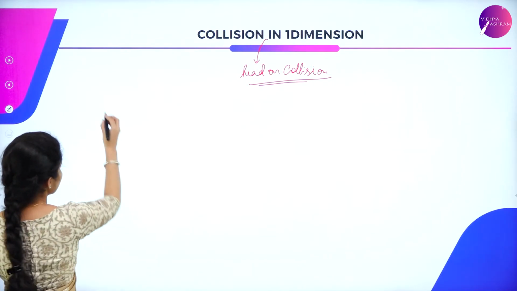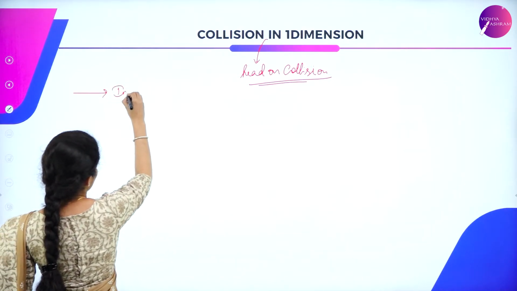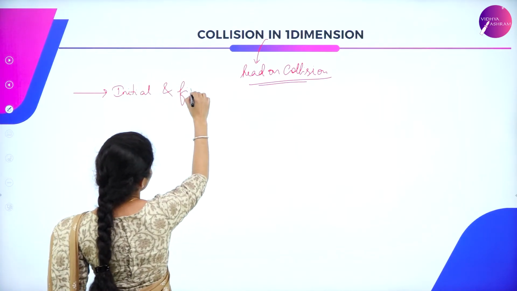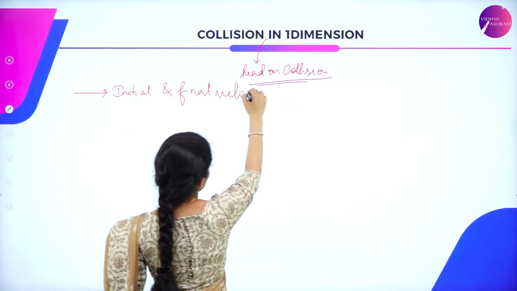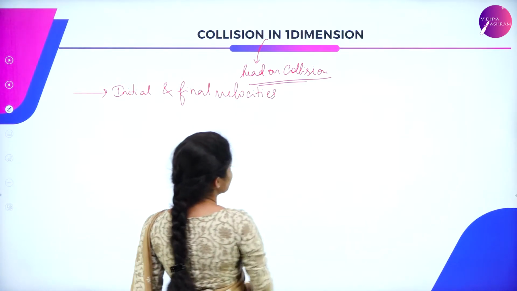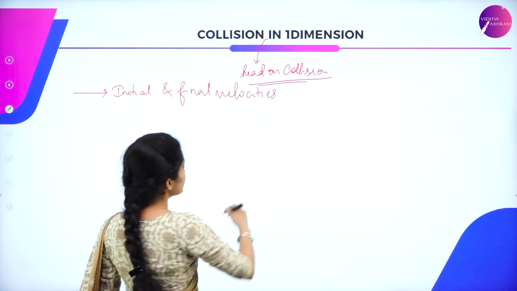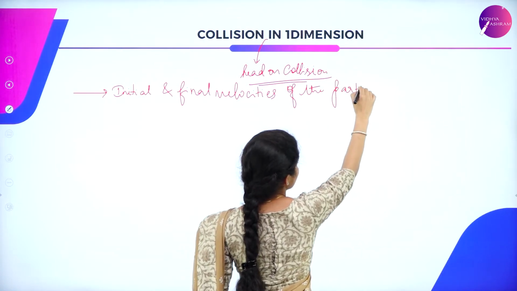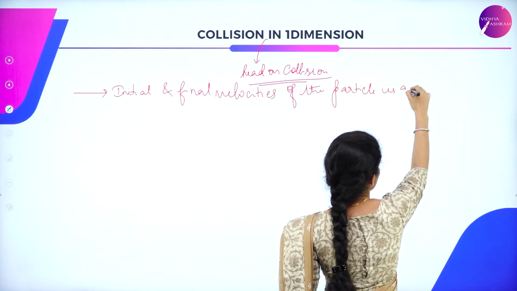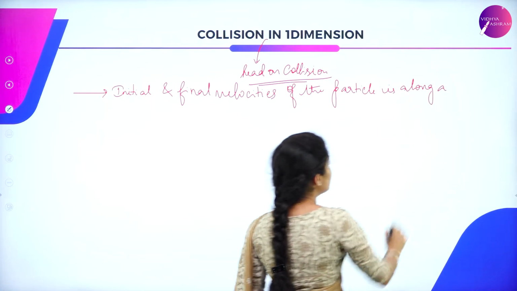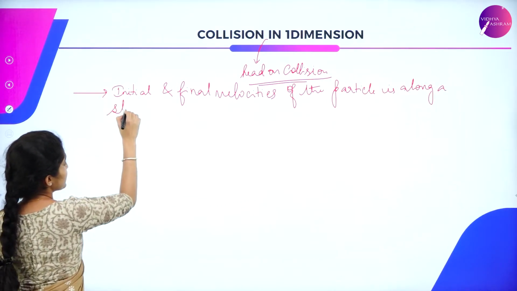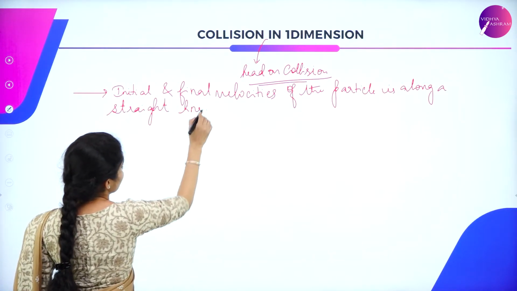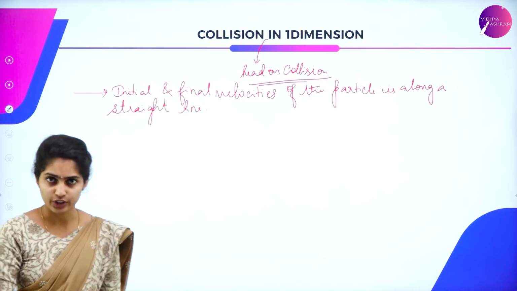That is when the initial and final velocities of the particle are along a straight line, we call it head-on collision.